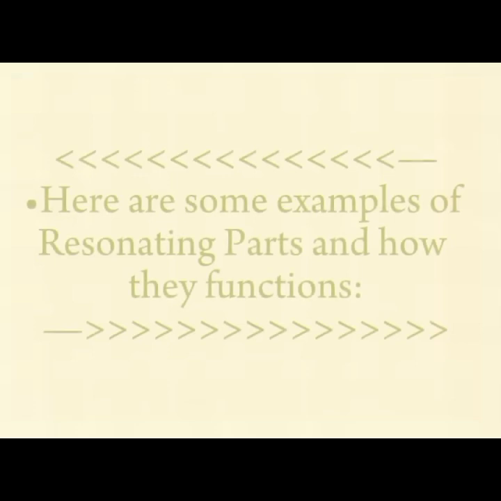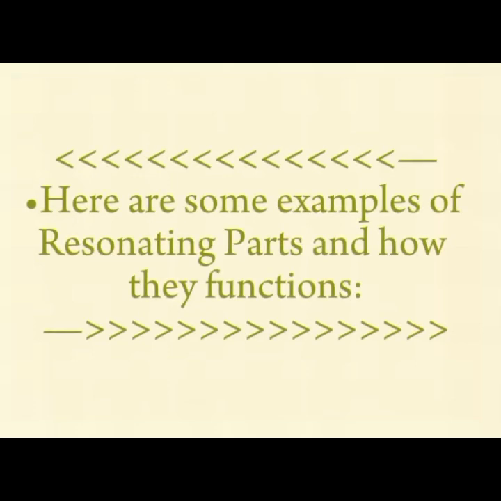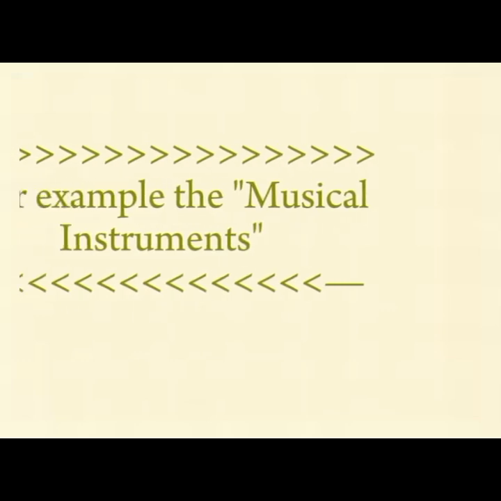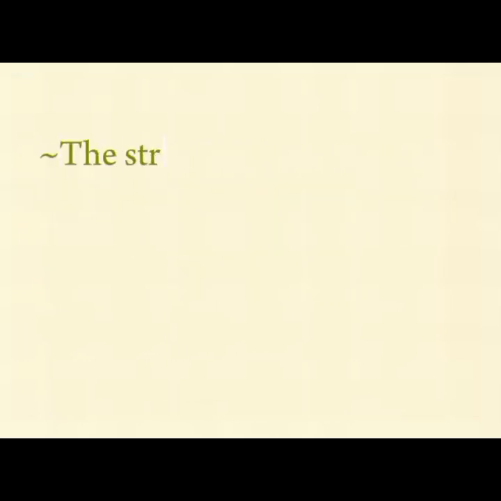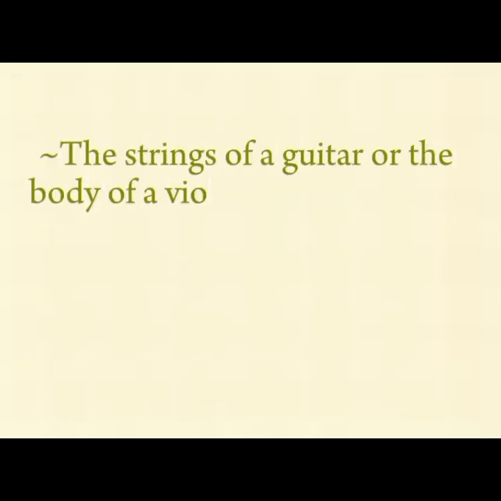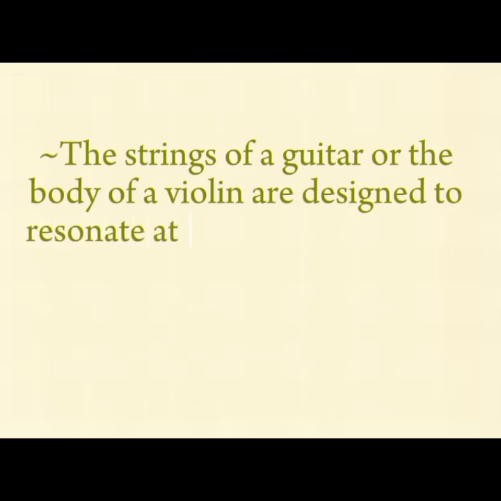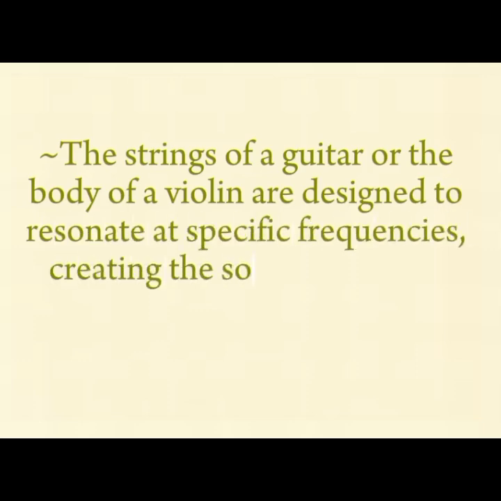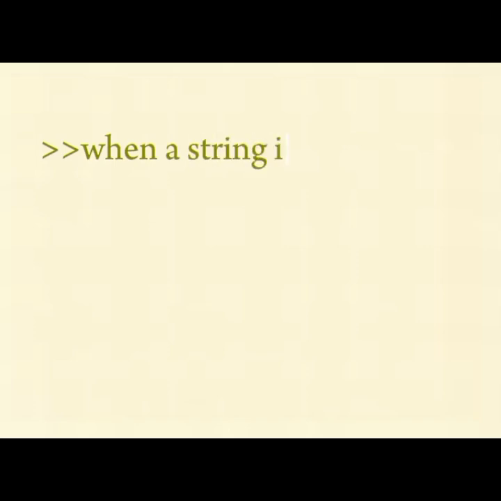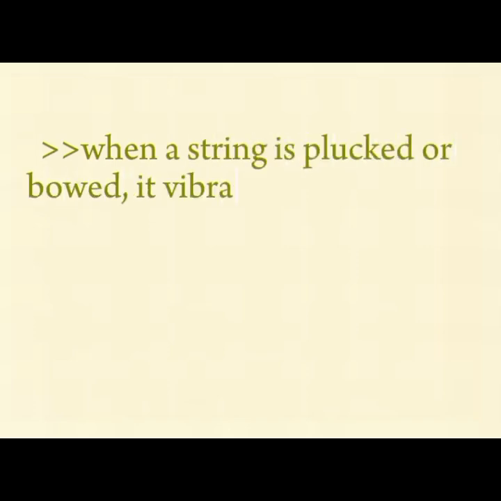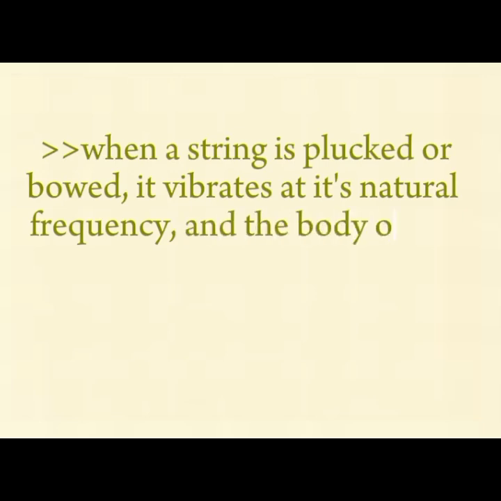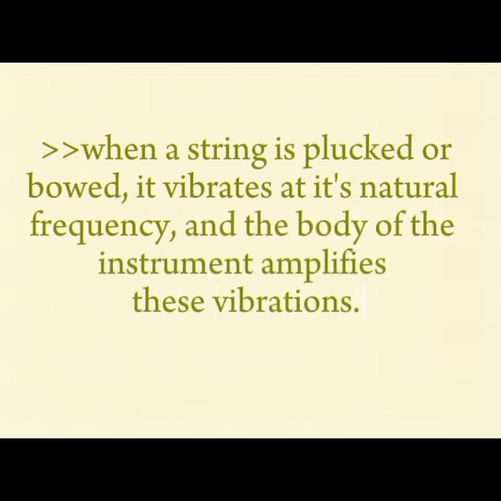Here are some examples of resonating parts and how they function. For example, the musical instruments. The string of a guitar or the body of a violin are designed to resonate at specific frequencies, creating the sounds we hear. When a string is plucked or bowed, it vibrates at its natural frequencies, and the body of the instrument amplifies these vibrations.